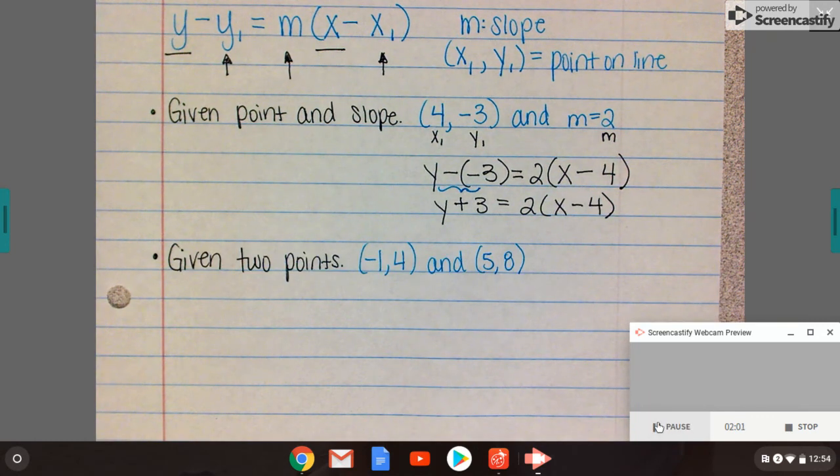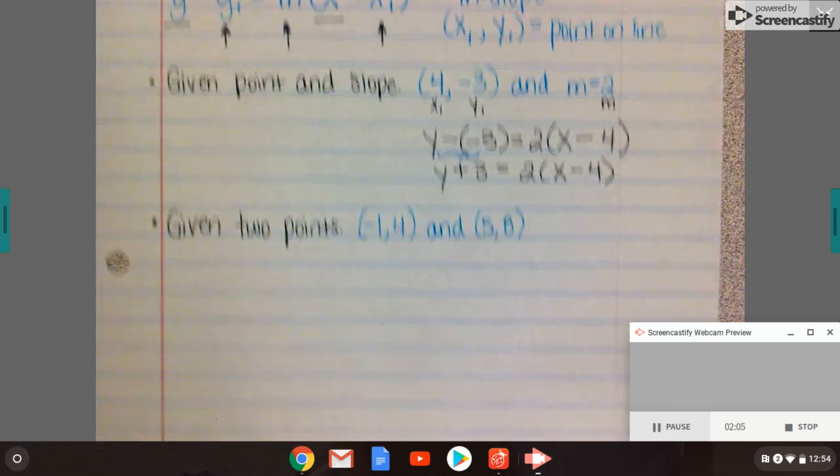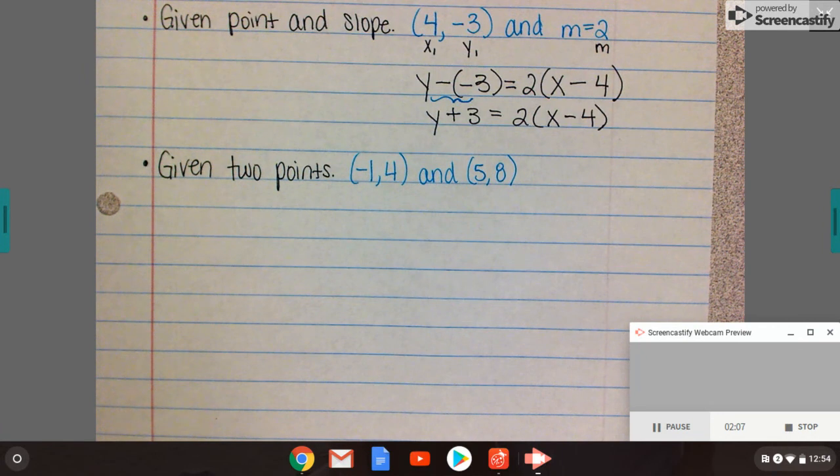The next example is if we're given something different. Say instead of given the point and the slope, we're given 2 points. So on this one, we know we need point and slope. We've got 2 points to choose from, so we're good there, but we don't have the slope yet. Let's go find our slope with our slope formula.